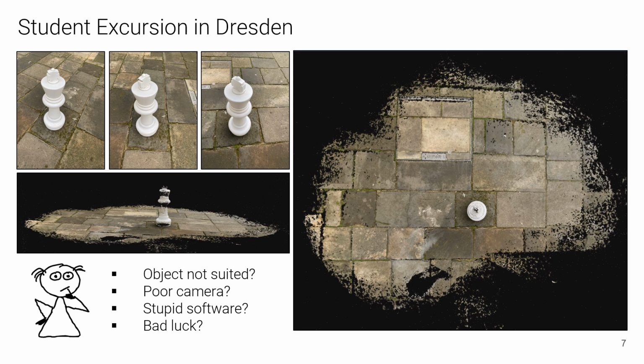In this example, a chess piece was supposed to be captured. We can already see in the result that this example didn't work very well. Was the object not well suited? Was the camera used too poor? Was the software unable to process this image set properly, or did we simply have bad luck?